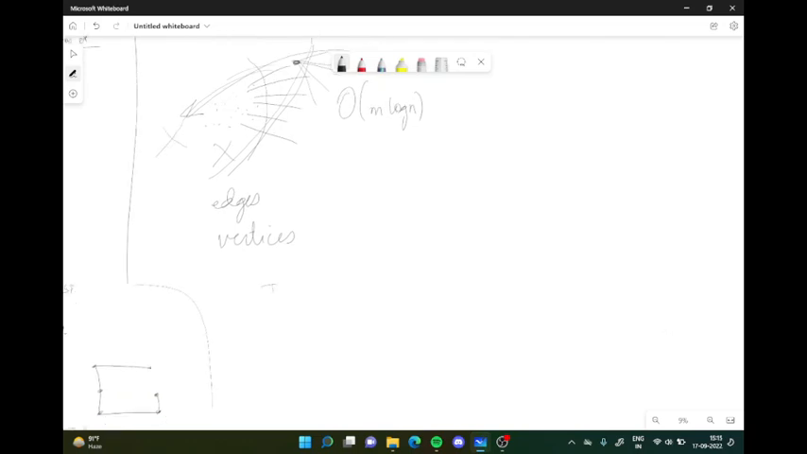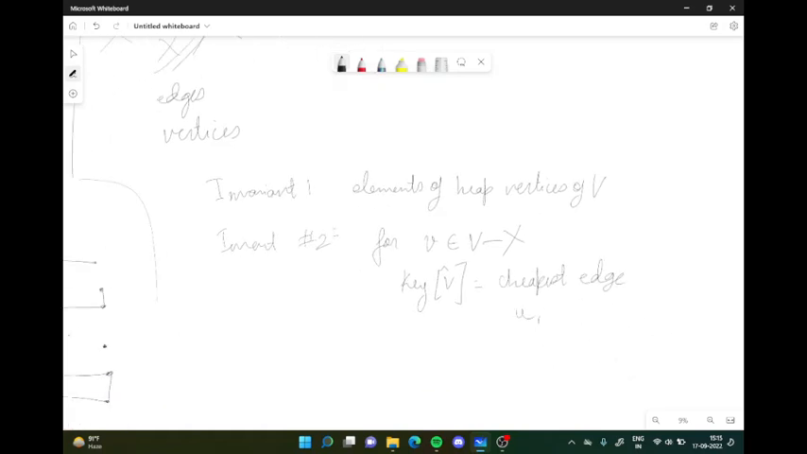Invariant number one of this algorithm is that elements of the heap are vertices of V. Invariant number two is, for v belonging to V minus X, that is outside the frontier, the key of v is the cheapest edge from u to v, where u belongs to X and v is, as we said, outside X. So just like Dijkstra's algorithm, where we have a frontier and whichever vertex is outside that frontier, we are going to have as its key the minimum distance that it has from the particular edge here. So infinity if no such edge exists.